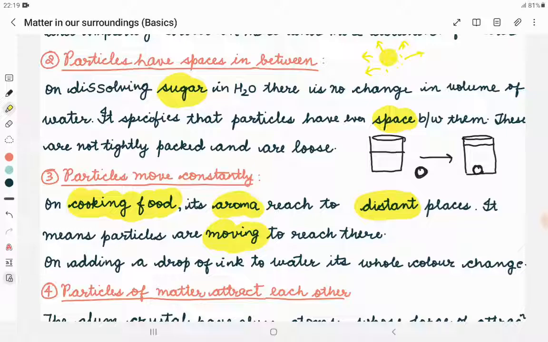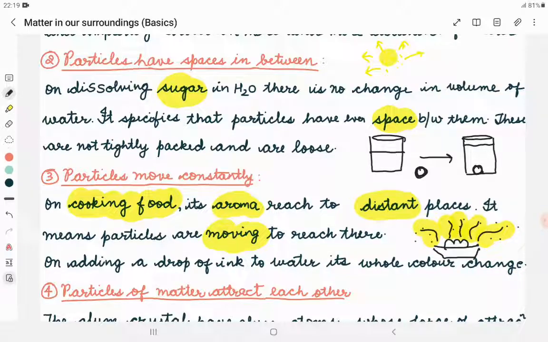You can now easily say that if something is cooked in a plate, its smell is coming out and that can reach very different places. So this shows that the aroma is spreading. Now these smoke particles which you can see over here are nothing but particles which are moving from one place to another.